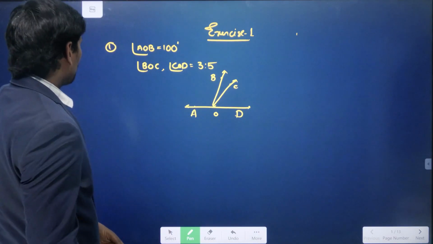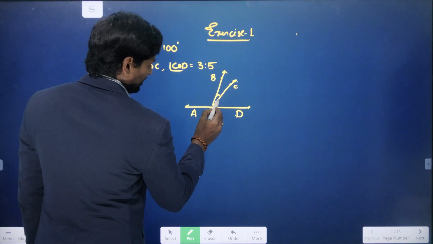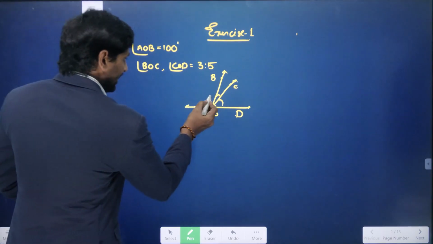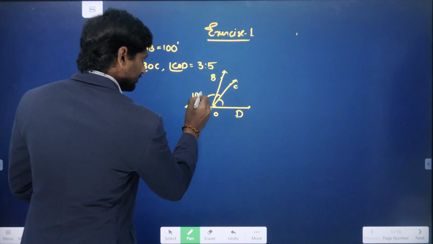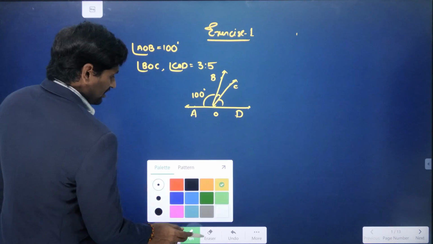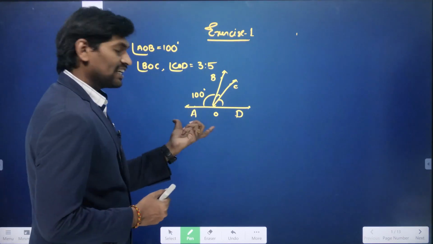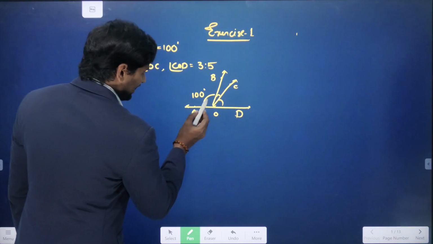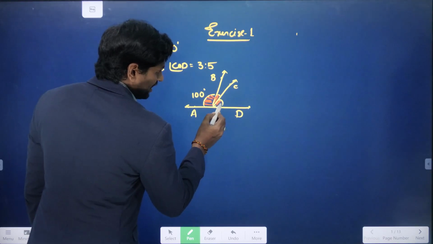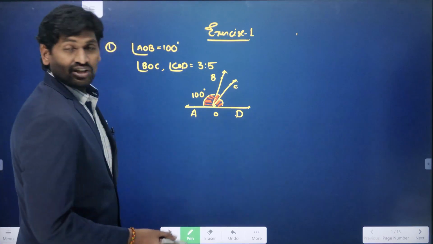According to the problem, BOC and COD are in the ratio 3:5, and angle AOB is 100 degrees. But while observing the figure, we can identify a straight line. What is the straight line here? AOD is a straight line, and we already know the sum of angles on a straight line is 180 degrees.